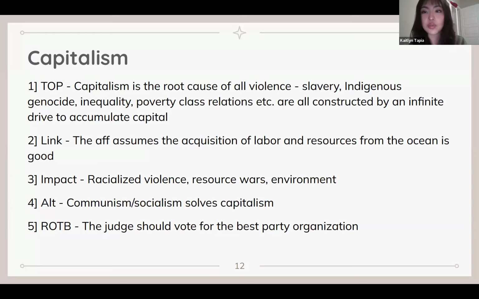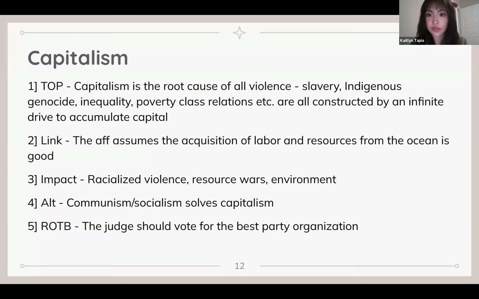So one, let's go over the theory of power. It says that capitalism is the root cause of all violence, right? So like we talked about, this means that the majority of forms of violence that we see in the world are all predicated off of capitalist accumulation and the desire for commodity, flows in exchange of goods, and sale, profit, etc.